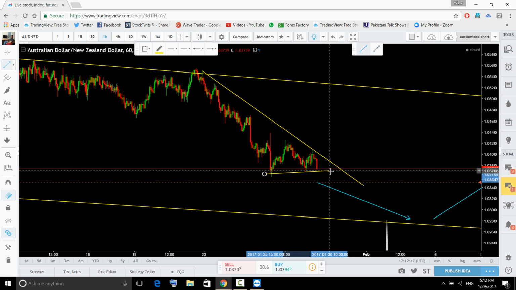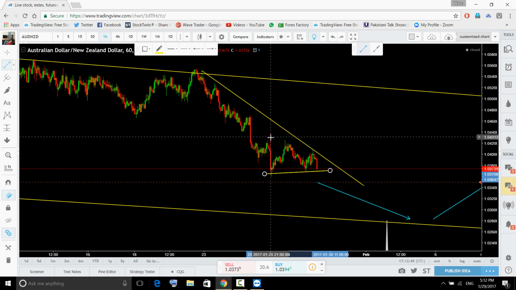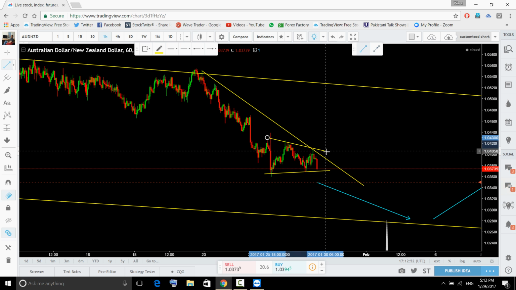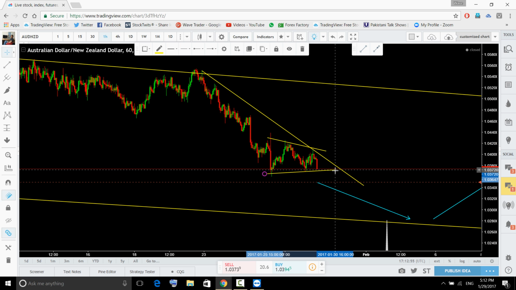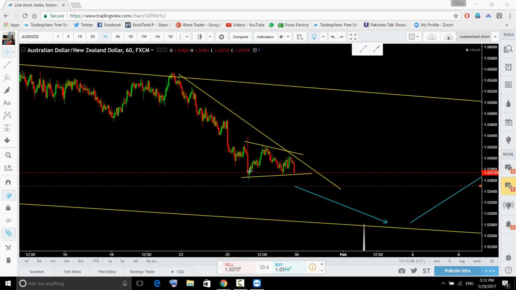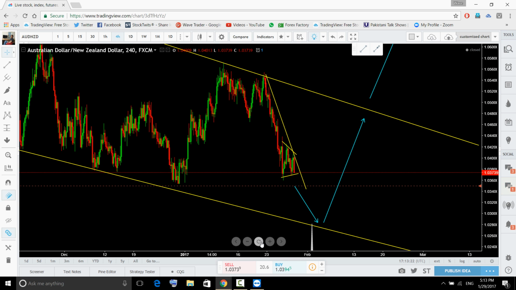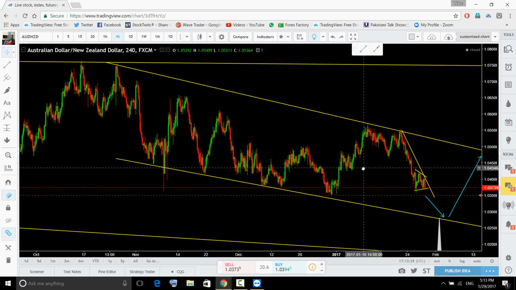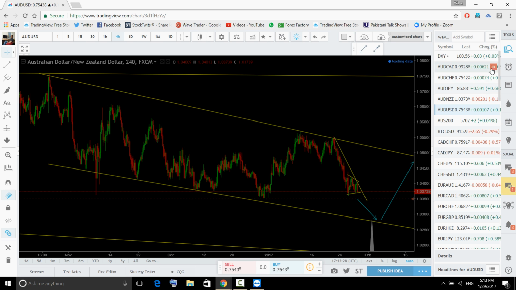If you draw the structure on a lower time frame like 1 hour, it is a trend continuation pattern, something like a triangle. So it can break down. Here is the place you guys need to watch for upside. Okay guys, got the idea? Perfect.